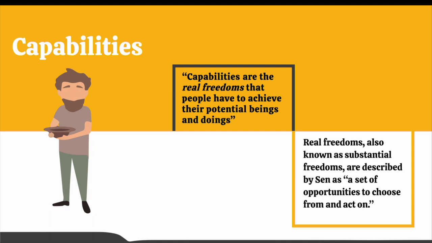For example, if the man on the left, we will call him Bob, he may have the opportunity to get a job at Home Depot. However, if he does not have a car or means of transportation to get there, this is not a capability because it is not a substantial freedom. Real freedoms, also known as substantial freedoms, are described by Sen as a set of opportunities to choose from and act on. Bob does not have a real freedom as he does not truly have the opportunity to get this job.